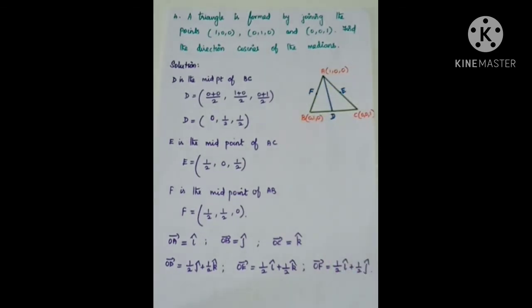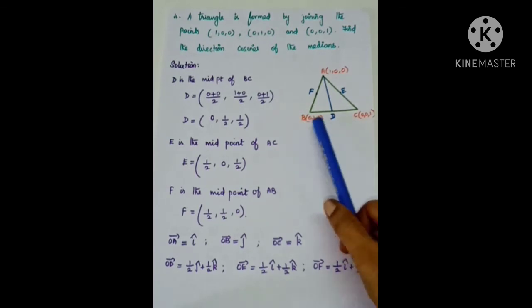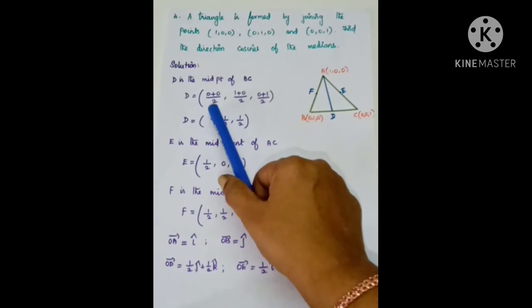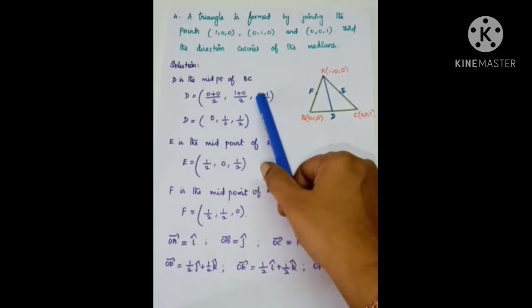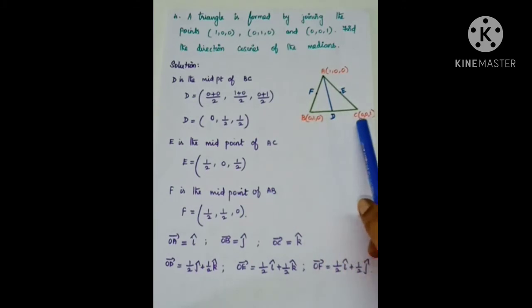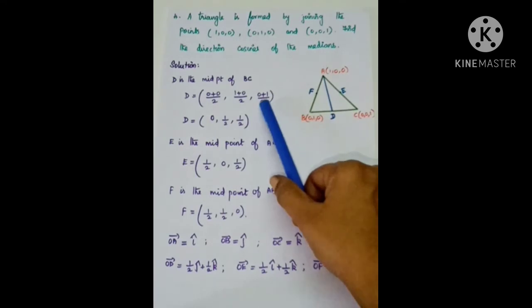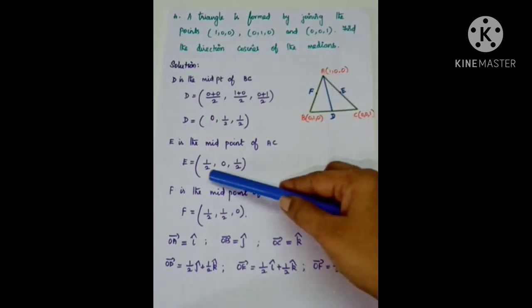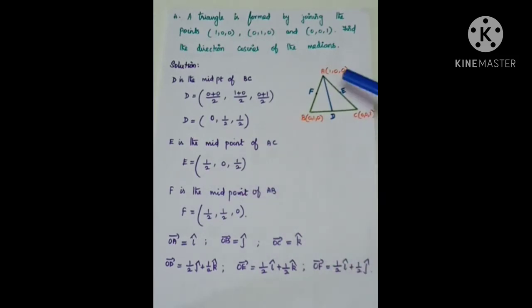So first we are going to find the midpoints. D is the midpoint of BC. How to find the midpoint? x1 plus x2 by 2, y1 plus y2 by 2, z1 plus z2 by 2. So 0 plus 0 by 2, 1 plus 0 by 2 and 0 plus 1 by 2. So that is 0, 1 by 2, 1 by 2. In the same way, E is the midpoint of A and C. So 0 plus 1, that is 1 by 2, 0 plus 0 by 2 is 0, 1 plus 0 by 2 is 1 by 2.